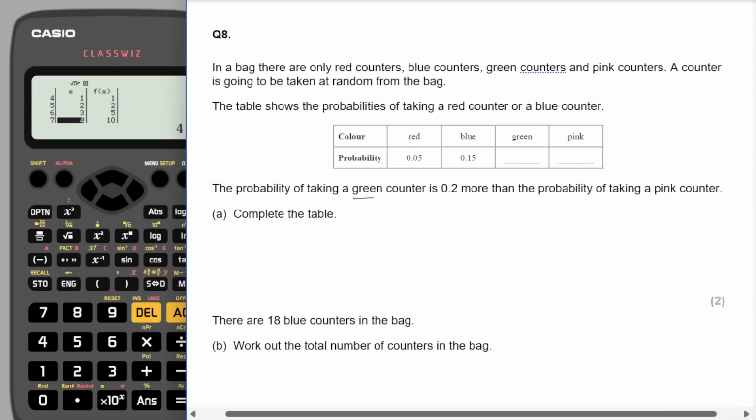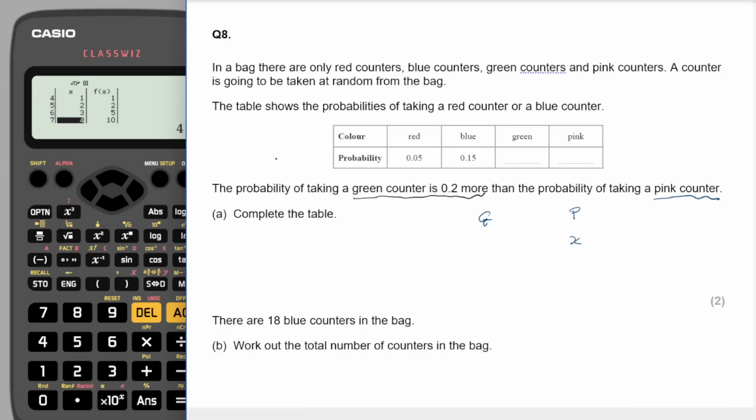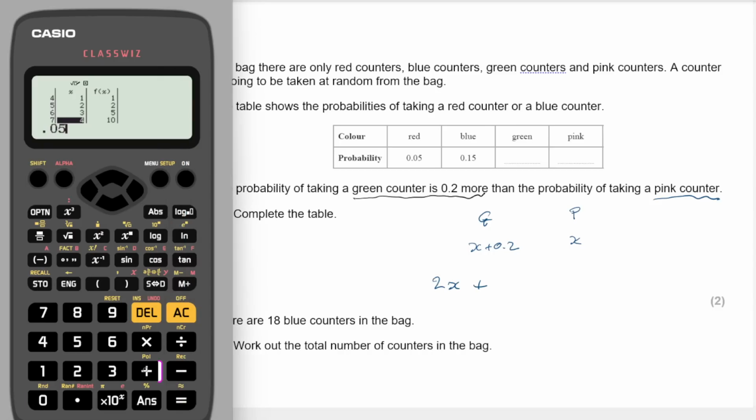So the probability of taking a green is 0.2 more than the probability of taking a pink counter. So let's go green and pink. So if we call pink x, then green would be x plus 0.2. And all of those probabilities need to add up to 1. So 2x plus 0.05 plus 0.15 is going to be 0.2 plus 0.2.